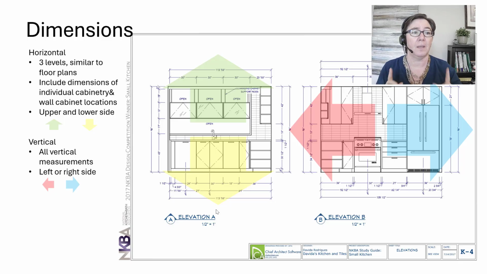The horizontal dimensions do get three levels of dimensions very similar to the floor plans, but it's a little bit more detailed. Here is where we finally dimension individual cabinetry pieces. Notice that, between the individual cabinet pieces. That is not shown in the floor plan. We also include on that second line, center lines to appliances and fixtures.